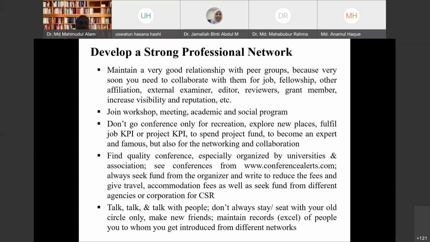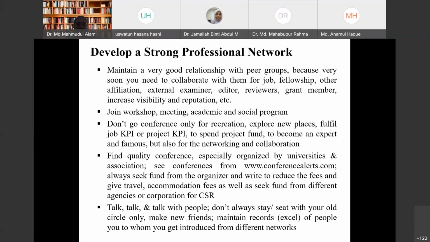By the way, it's an individual issue, nothing personal. So don't go to a conference only for recreation. Another culture is that we go to conferences for recreation because our KPI needs it, or we go to explore a new place or fulfill the KPI, or spend the project money. The project has money, I need to spend it, so go to some places. But rather than that, we should find a good conference, good collaboration, good network, and go to a good conference.